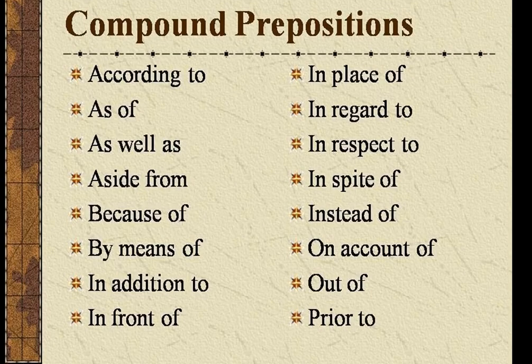See, here are examples of compound prepositions. You can see each is more than one word, that means two words or more than two words. That is: according to, as well as, aside from, because of, by means of, in addition to, in front of, in place of, in regard to, in respect to, in spite of, instead of, on account of, out of, prior to. These are the words which make up the compound prepositions.